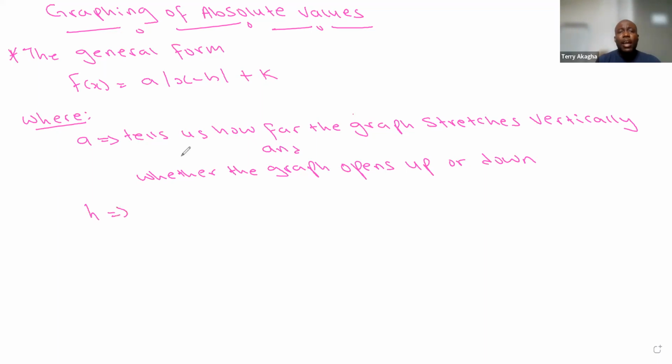Then the next one, the h. The h tells us how far the graph is going to shift horizontally, similar to translation of functions. Is that making sense? So it tells us how far the graph shifts horizontally.